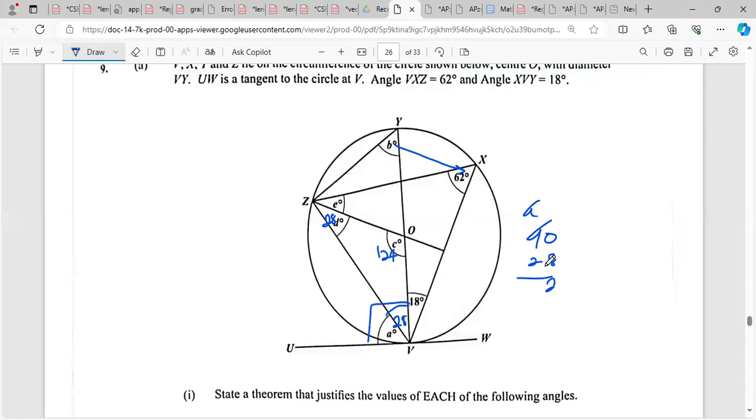Leave 2. 2 from 8, leave 6. So this should be 62. Angle A is 62. Angle D is 28.